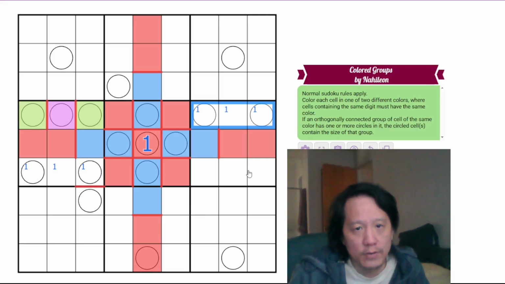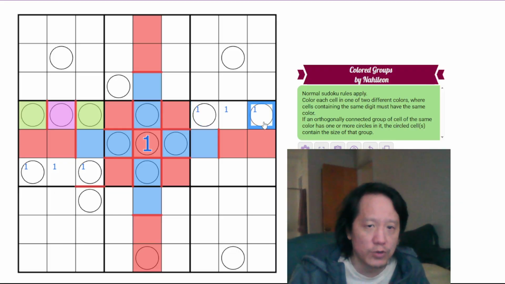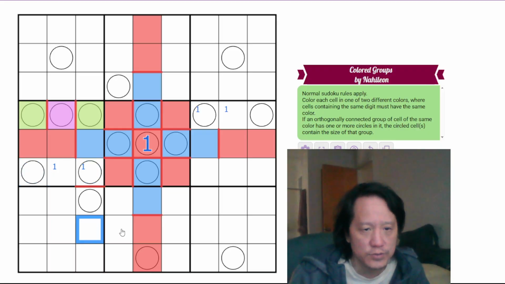Okay. It could be here. It cannot be here. If this were 1, then this would already be a red region which has greater than 1 red region. So that's not possible. So 1 has to be one of these 2. Same with this. This cannot be 1 because if it's 1, it's red, and that would be greater than 1 red region. So 1 has to be one of these 2.